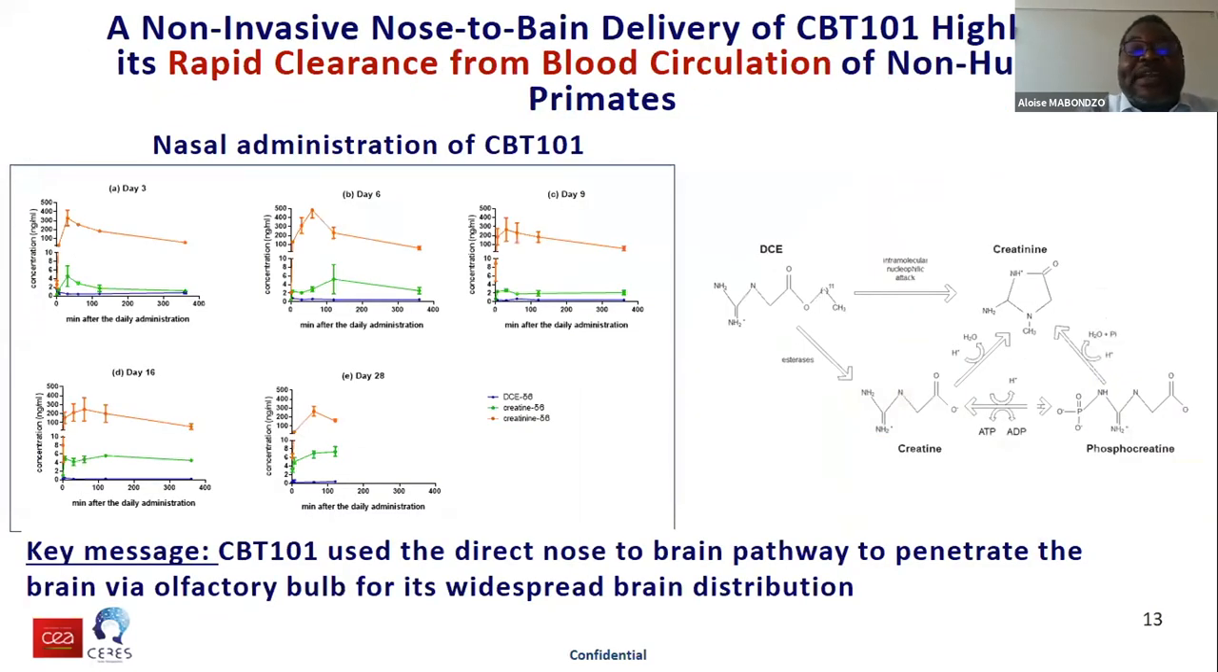We performed single administration, here nasal administration. And as you can see at day 3, day 6, day 9, 16, and 28, the main metabolite in plasma was creatinine instead of creatine. And we did not evidence this CBT101 in plasma after single nasal administration.